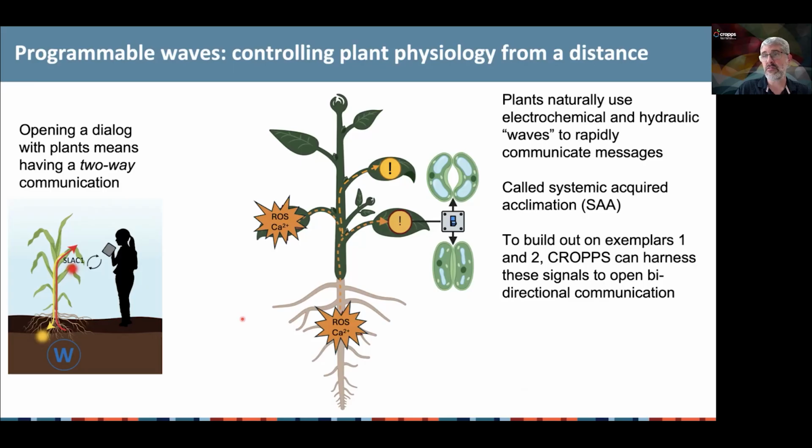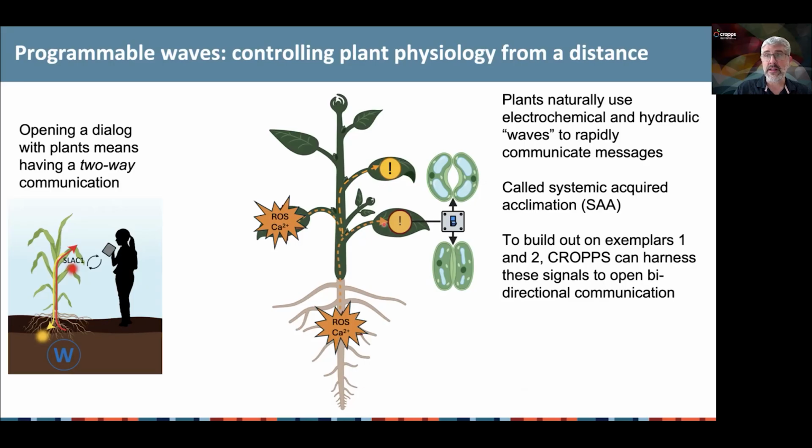And we want to achieve such bidirectional communication, taking advantage of the electrochemical and hydraulic waves plants use to naturally communicate messages about its environment. These are called systemic acquired acclimation, SAA signals, and involve small molecules like reactive oxygen species and calcium ions, which locally accumulate at stress tissues and then activate long-distance waves to distal tissue to potentiate changes in stress physiology. And this can allow for a root to shoot and leaf-to-leaf communication.